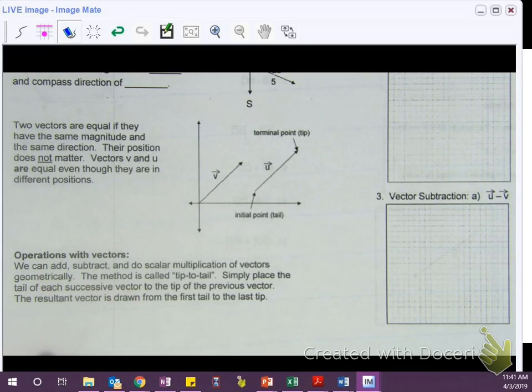Operations with vectors. We can add, subtract, and do scalar multiplication of vectors geometrically or algebraically. The geometric method is called tip to tail. Simply place the tail of each successive vector to the tip of the previous vector. The resultant vector is drawn from the first tail to the last tip. All right, we talked about this initial and terminal points and tip and tail last time. That's on your All About Vectors sheet that you should still have.